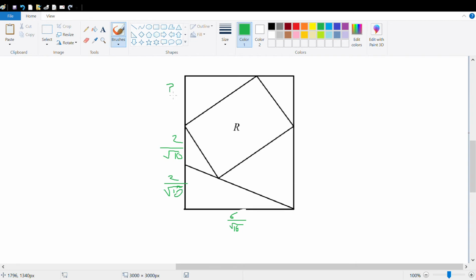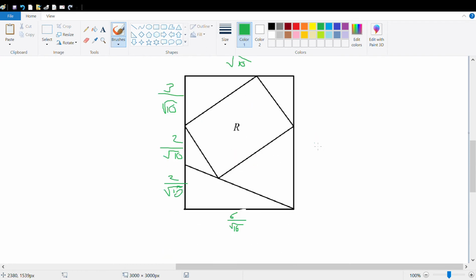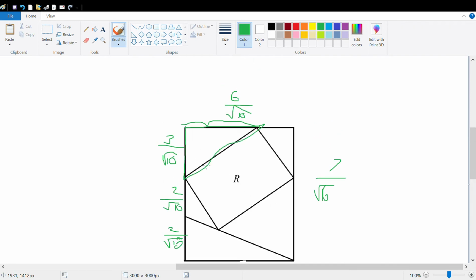This is 3 over root 10. This is 6 over root 10. And then this whole thing is 7 over root 10. So we haven't marked some of these because we don't know what this is yet. For once, this triangle is not similar to anything we've had so far. So we have to figure out what this is. When we don't know what something is, we call it X. So we're gonna call this X.